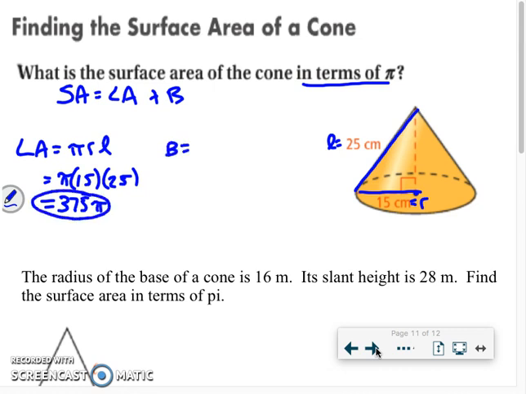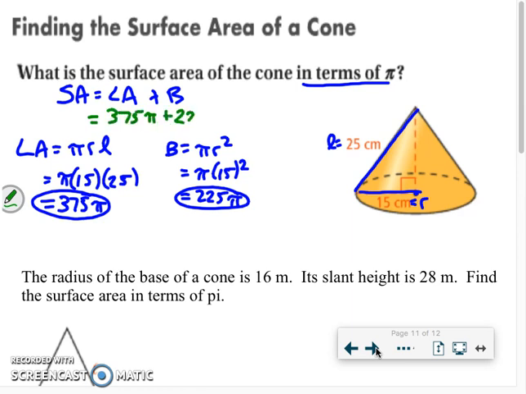Capital B is going to be pi r squared. And this time, like we said, we know that r is 15. So if we square that, we're going to leave that as 225 pi. So to get our final answer in terms of pi, we know that the lateral area is 375 pi, and the area of the base is 225 pi, so I can add those together for a total of 600 pi. We're in square centimeters for this one, so that would be our surface area of that cone.